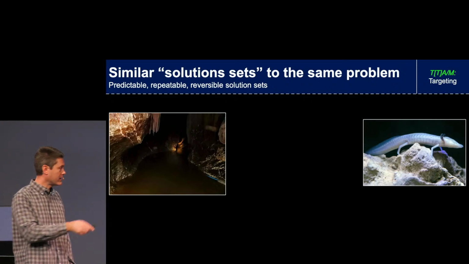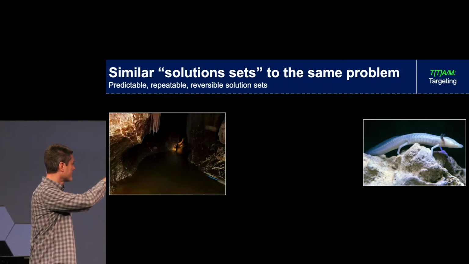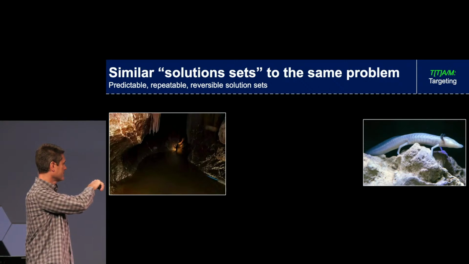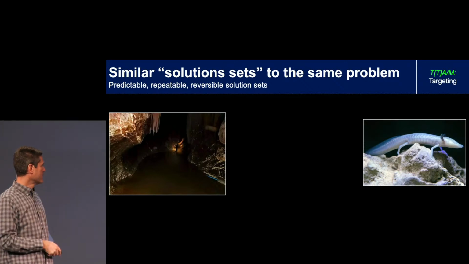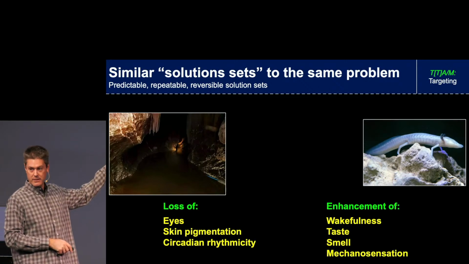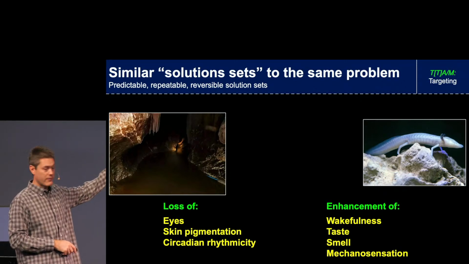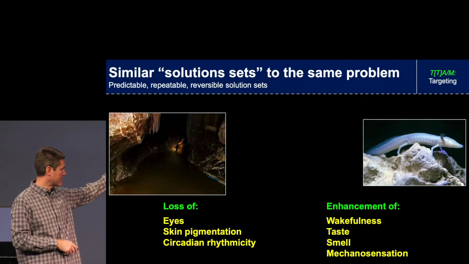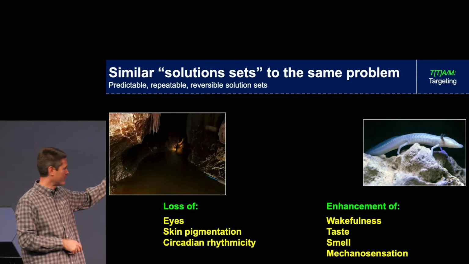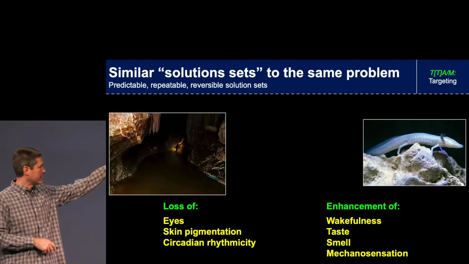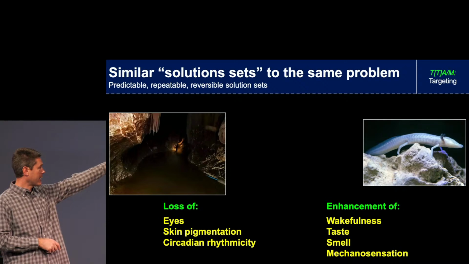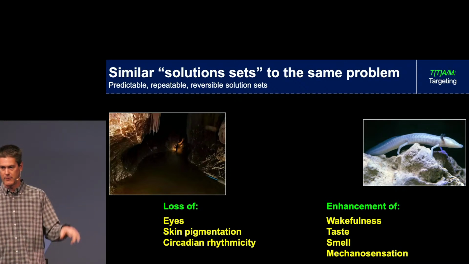So what we have going on here actually is, they have a loss of eyes, skin pigmentation, and studies have also showed a loss of circadian rhythmicity. It's a handful of a word to say. And in exchange for that, they have an enhancement of wakefulness, taste, smell, and mechanosensation. In other words, they can sense vibrations and such.